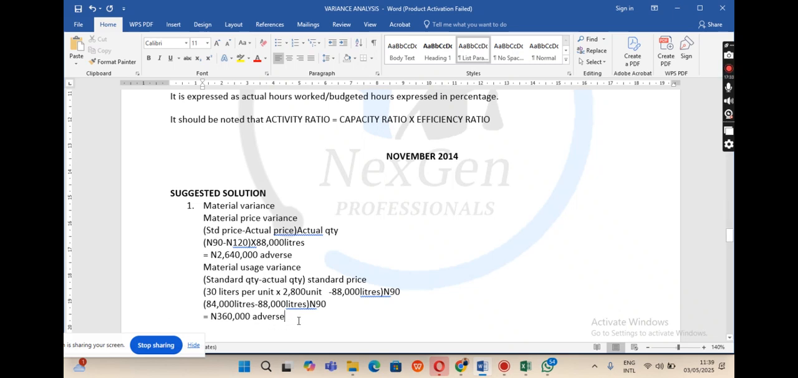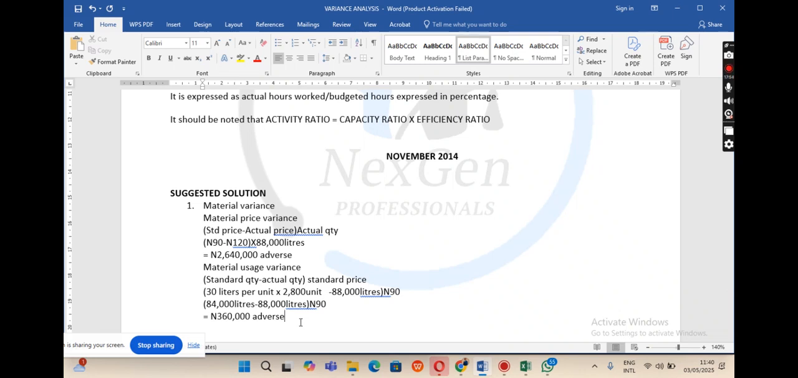Sir, ma, that answer is minus 360. Can we just leave it? That's why we say it is adverse. Do you understand? You can start with actual quantity minus standard quantity, whichever one you want to do. Do you get it?